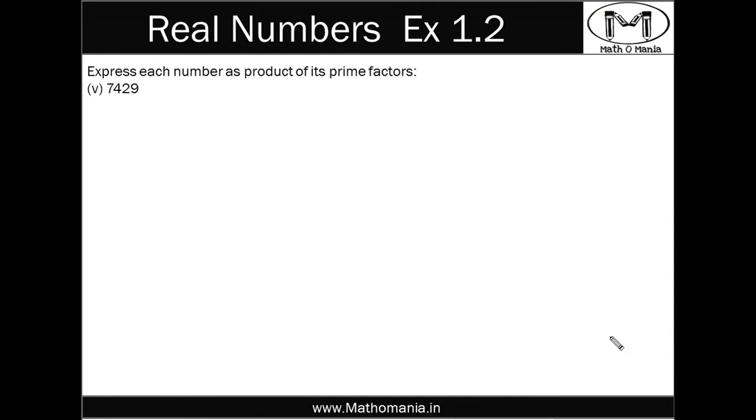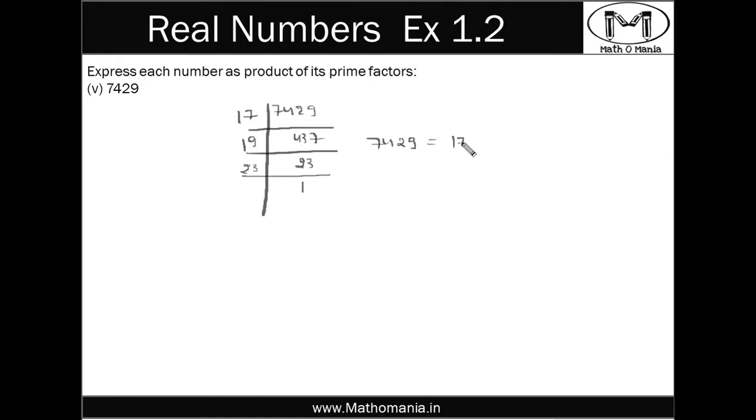Going to the last part, it is 7429. Now 7429 is a number which is not divisible by any prime number below 17. So the first prime number that divides 7429 is 17, and that too 437 times. Now we'll divide it with the next prime number 19, 23 times, and then 23 itself is a prime number. Divide by 23 one time. So this 7429 can be written as 17 into 19 into 23. So these three are the prime factors of 7429.